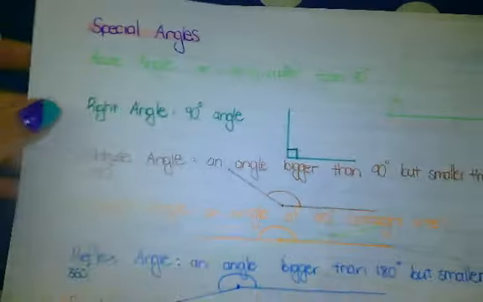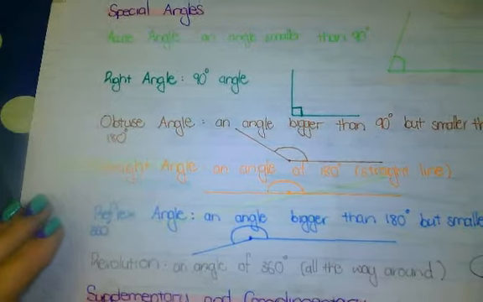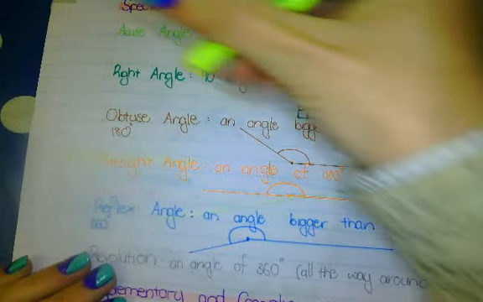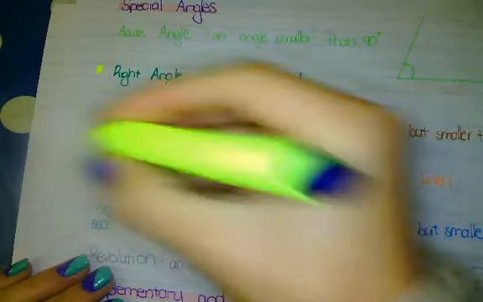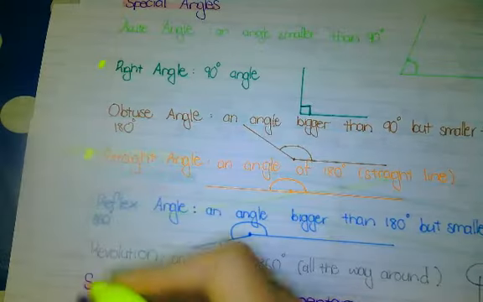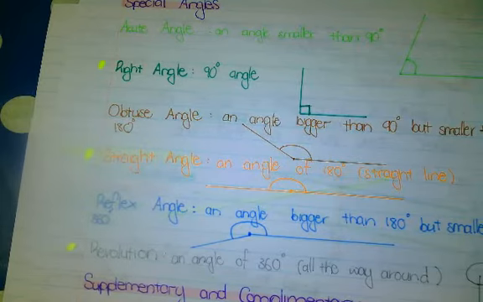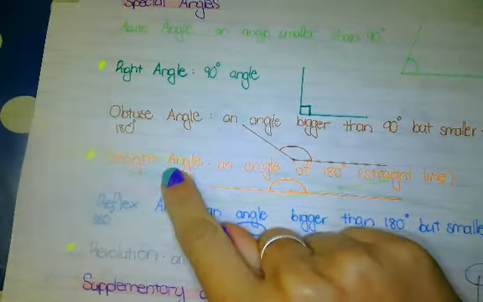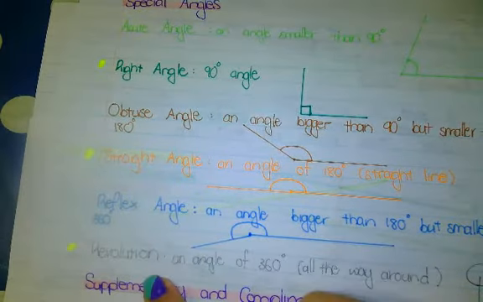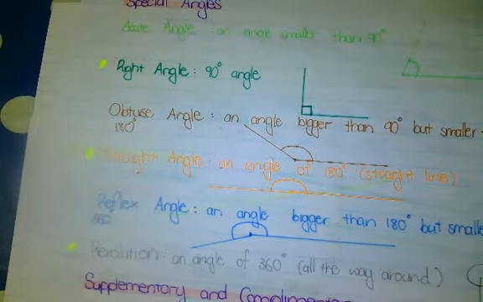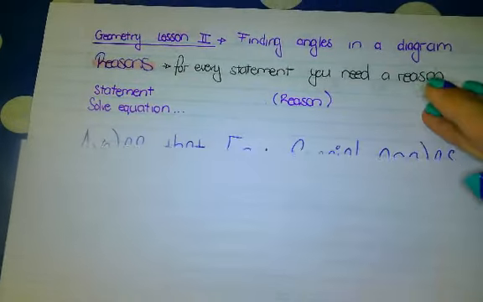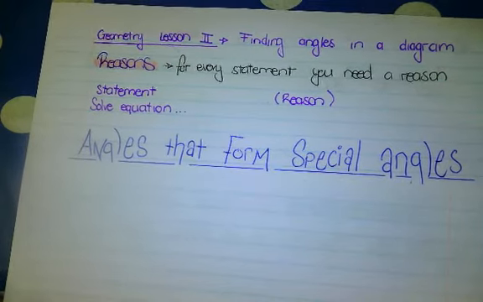In the last lesson we looked at these special angles. Okay, specifically the ones we're going to look at today are the angles that form a right angle, a straight angle, and a revolution. Okay, because these are the ones with specific values. All right angles are 90, all straight angles are 180, and all revolutions are 360. So we're going to look at angles that form these three types of special angles. Okay, so angles that form special angles.